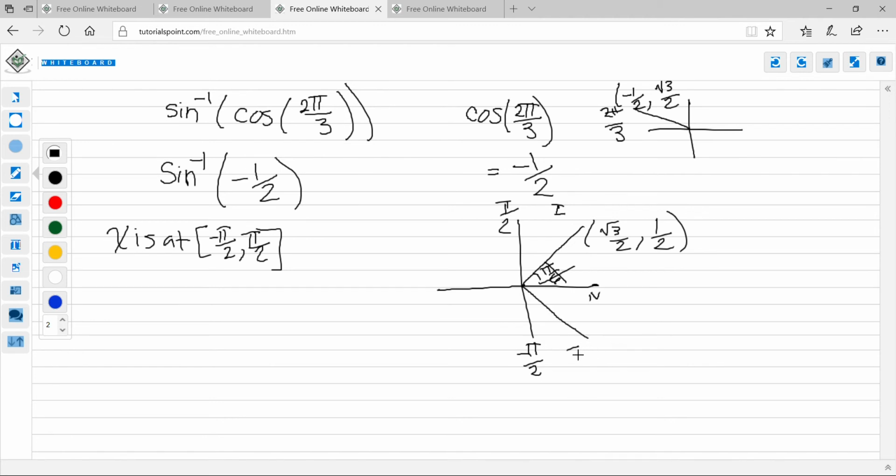Let's try negative pi over 6. That gives us a coordinate of root 3 over 2, comma negative 1/2. That's our x and that's our y. So yes, it works because sine is negative 1/2. So our final answer is negative pi over 6.